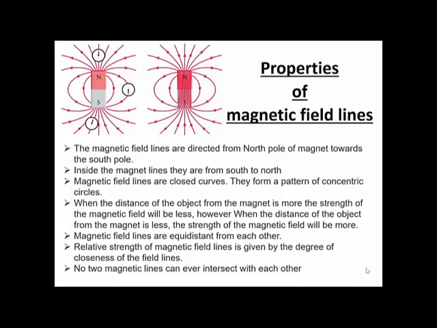So let me quickly revise the properties of magnetic field lines. First of all, if you have seen a bar magnet, you know that in every magnet, there is one north pole and one south pole. I have shown here, this is a north pole, this is a south pole. Generally the north pole is designated by a red color and the south pole by blue color.